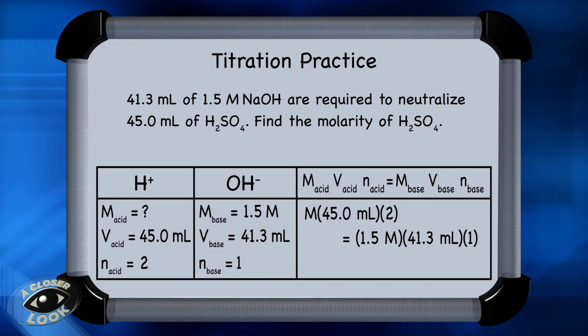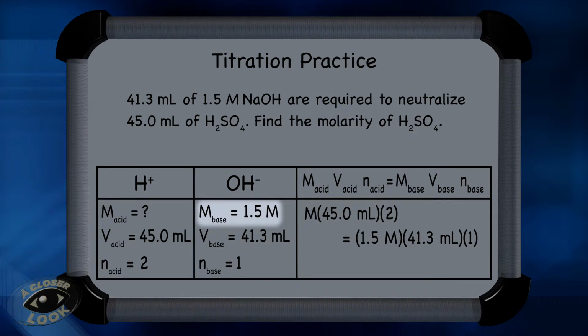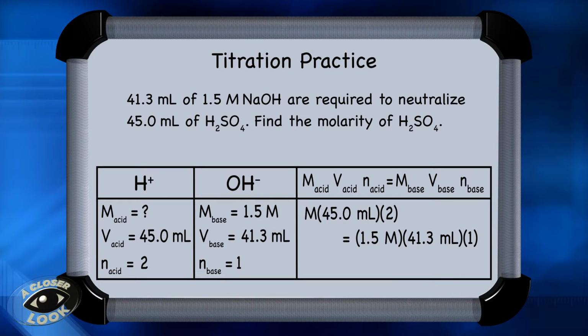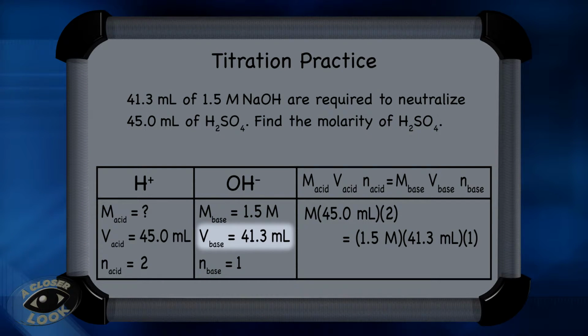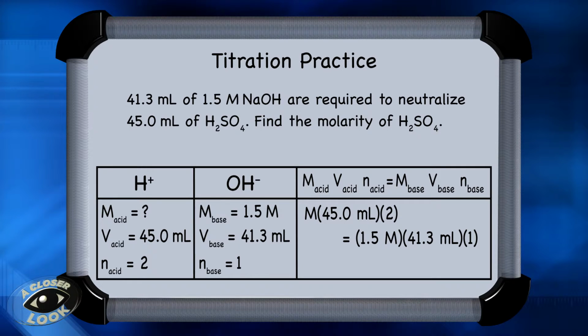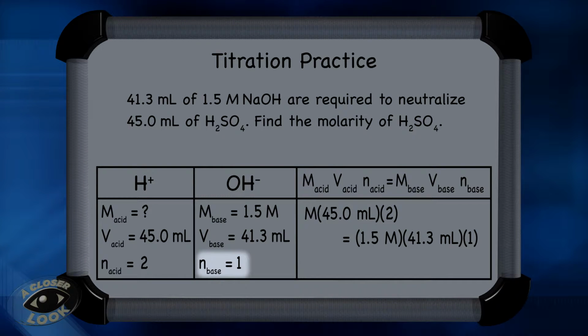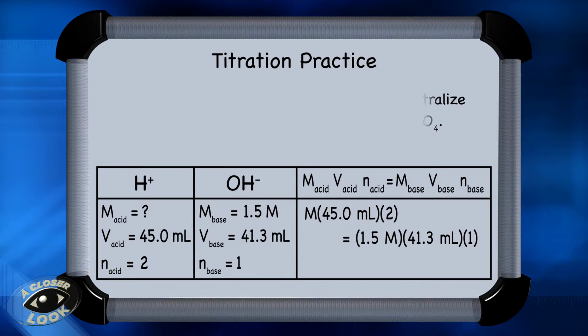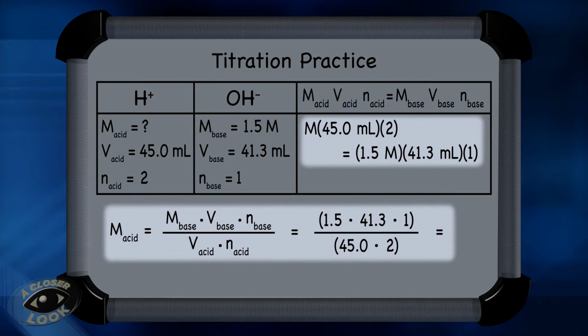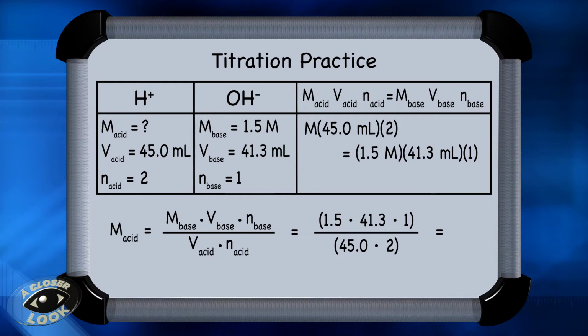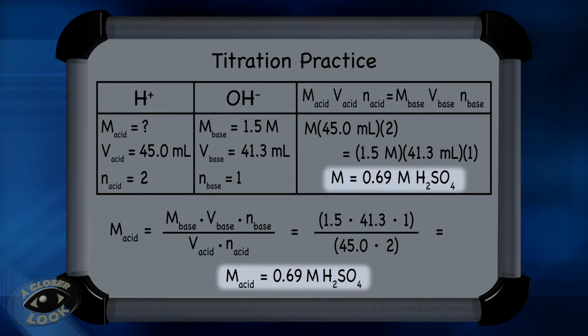For the base, or the hydroxide, what we know is the molarity of the base is 1.5 molar. We also know that 41.3 milliliters of that 1.5 molar solution was required to complete the titration. For N, the hydroxide, we put a 1 because there is one OH in the formula for sodium hydroxide. When we plug in the given values to the titration equation and solve for the molarity of the acid, we find that the sulfuric acid has a molarity of 0.69 molar.